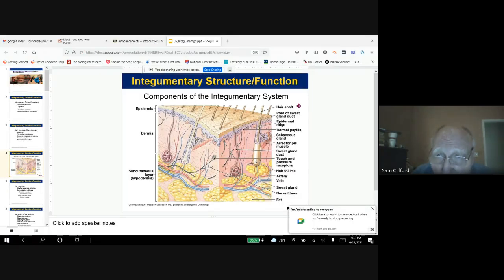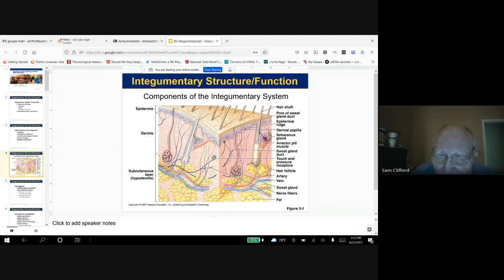So pore of a sweat gland, epidermal ridge is this finger that goes into the dermis from the epidermis. A dermal papilla is this indentation of the dermis into the epidermis.